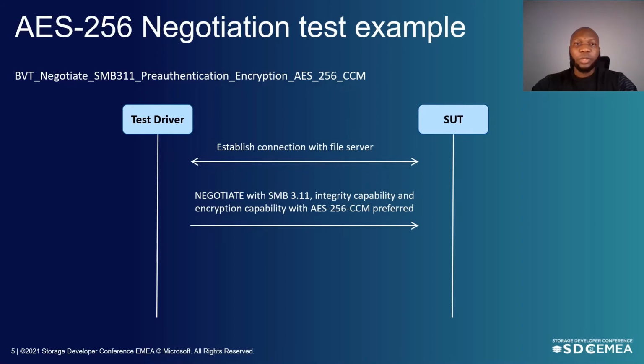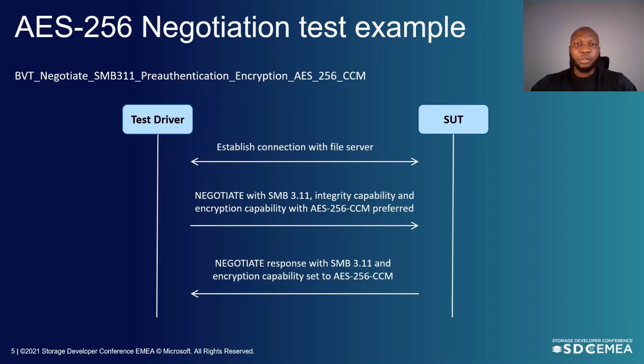Step 2 involves sending a negotiate request packet to the SUT with the protocol set to SMB 3.11 and the encryption capability set to AES-256 CCM. We expect the SUT to send back a negotiate response with protocol set to SMB 3.11 and the encryption capability set to AES-256 CCM. This indicates that the SUT supports AES-256 encryption, CCM encryption protocols.